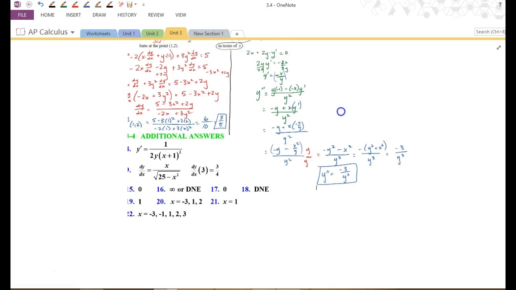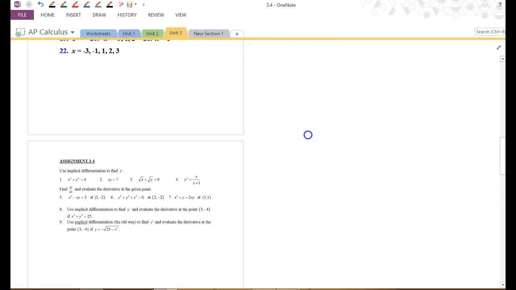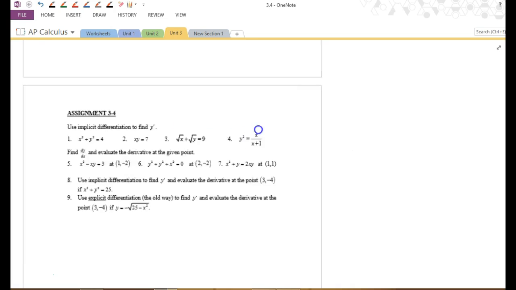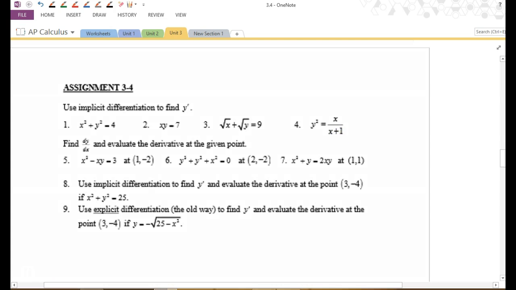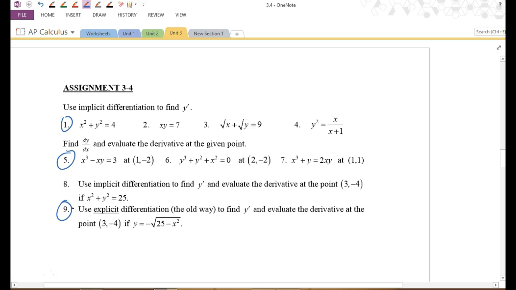Okay, so your assignment, move this down a little bit. So I would like you to do, let's just kind of do a couple random ones here. Let's do 1, let's do 5, and let's do 9. Okay, so actually let's do these two. So let's do 1, 2, 5, and 9. So those are your homework problems that will need to be done next time I see you.